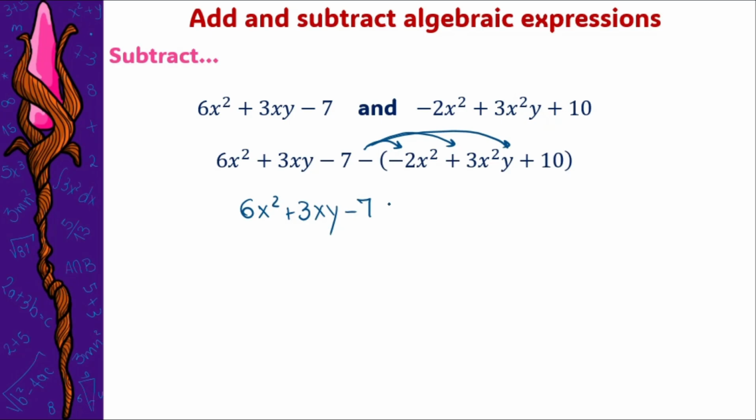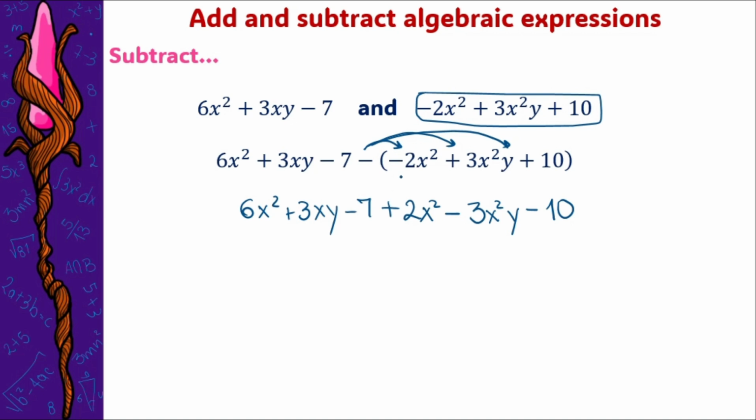Minus times minus is plus, so plus 2x squared. Minus times plus is minus, minus 3x squared y. And minus times plus, which is minus 10. Notice that basically the second expression, that is the one that we are subtracting, changed the signs. Minus to plus, plus to minus, plus to minus. And then we do a normal addition. We identify the like terms, this one with this one, and then we can decide to do it organized already.